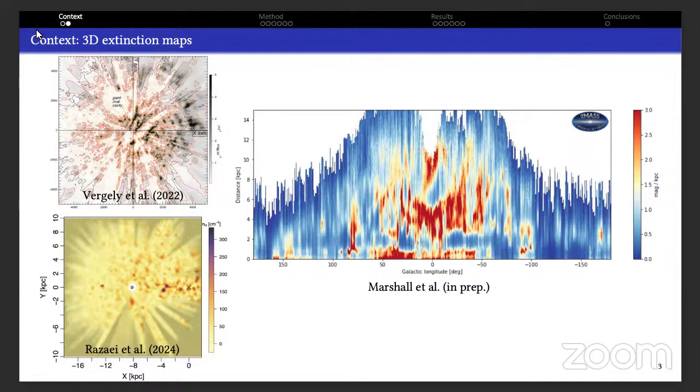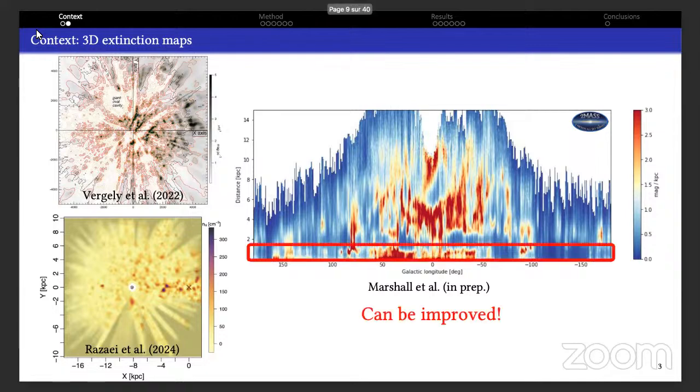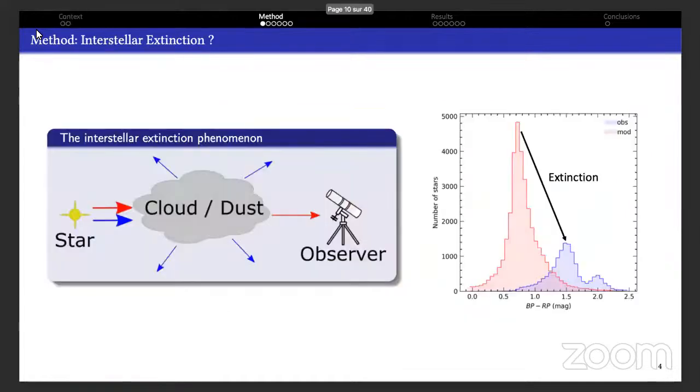But there is a paper in preparation by Marshall et al., where they managed to make a map that extends to very high distances, up to 14 kiloparsecs, and on which we can observe both large-scale structures and smaller structures. However, in this map and the method they used, they use only 2MASS data, and the short distances are not well constrained. And so the goal of the method I will present you is to improve this map and to constrain even more the short distances.